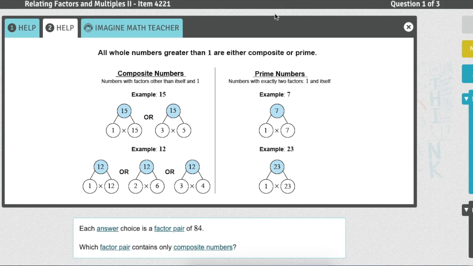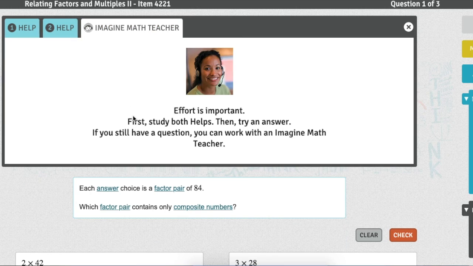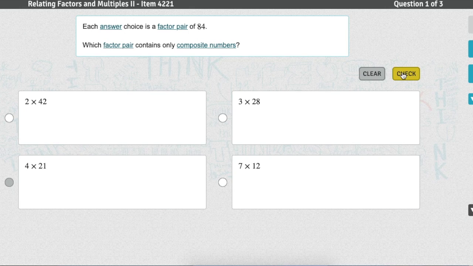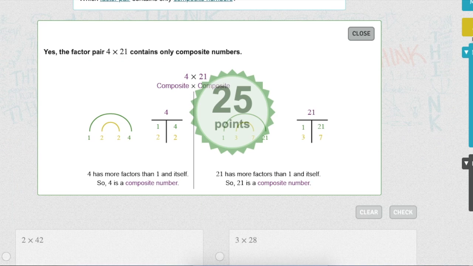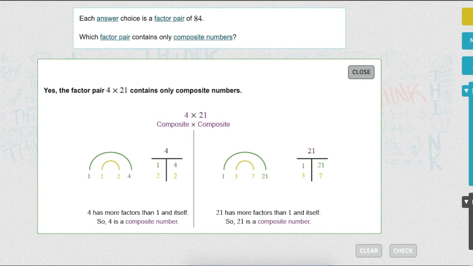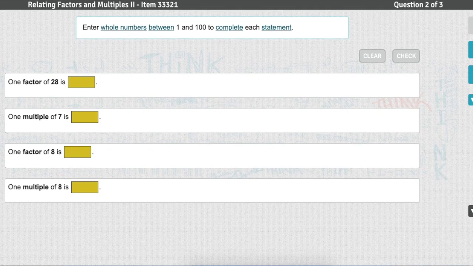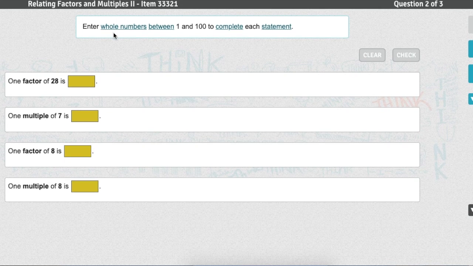If you're still struggling, though, and you've tried, you can click on the Imagine Teacher and get help with the live teacher. If you're still struggling and the teacher's not making enough sense, go ahead and give me a call or a text, or send me something in Google Classroom and I'd be willing to help you. So let's move on and check it. Excellent, that's great. We're going to move on to the next question. All right, so this one says, enter the whole numbers between 1 and 100 to complete each statement.